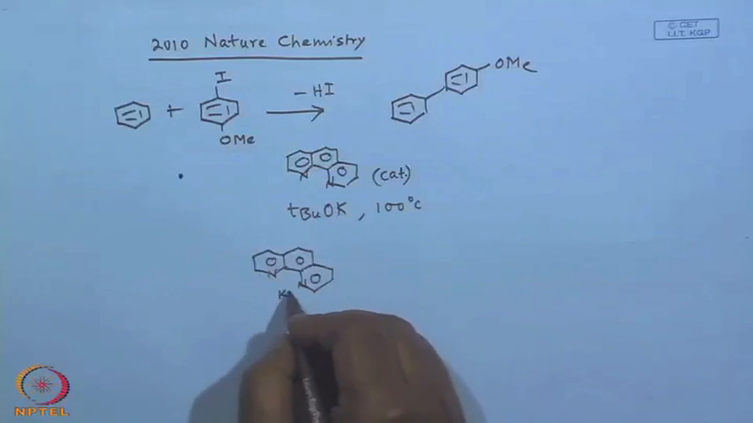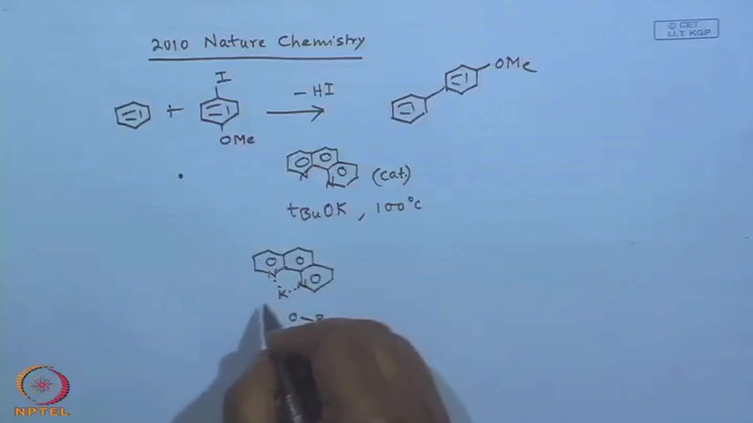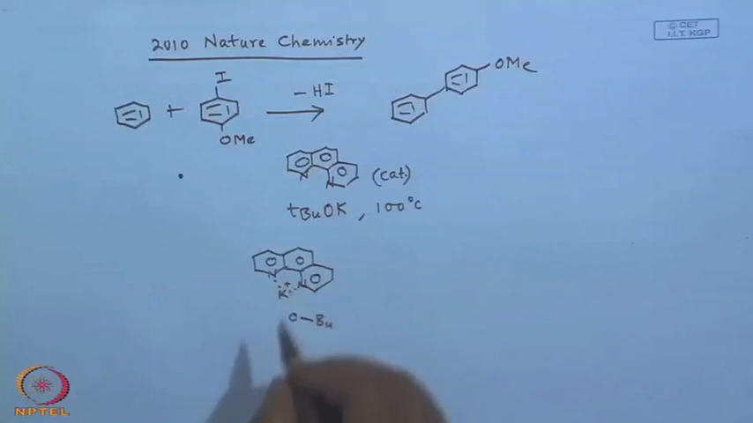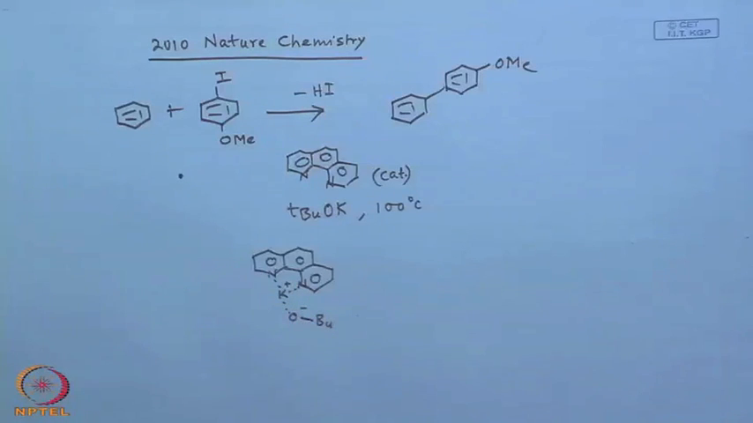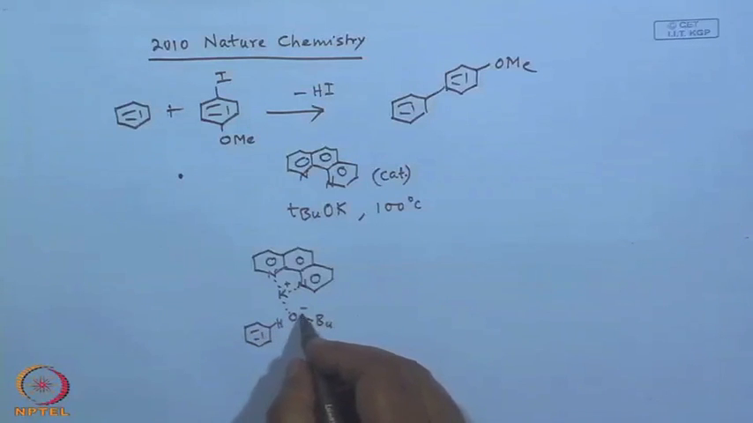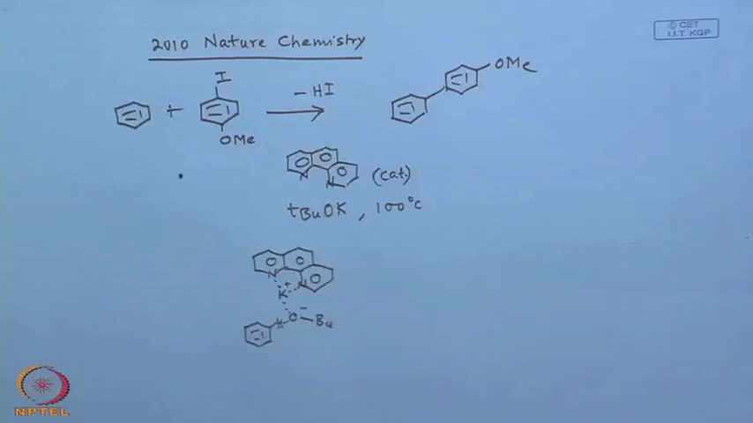Potassium first gets complexed with phenanthroline nitrogen, so obviously this is plus, this is minus, and assume they have a weak interaction there. And then you have benzene hydrogen as if complexed with oxygen. So, the result is this is equivalent to kind of a thing, say phenyl minus.